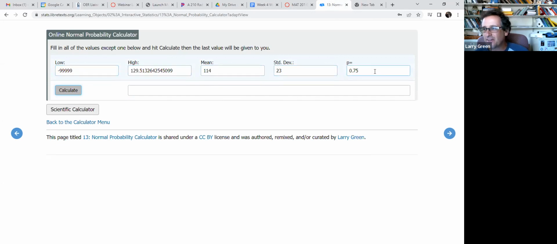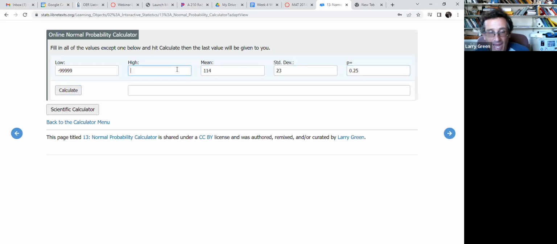What do I have to change? It turns out the low is still negative 99999. Don't need another low. What changes? Yeah, it's P that changes. And what's P now? For Q1, what is P? That's 0.25.